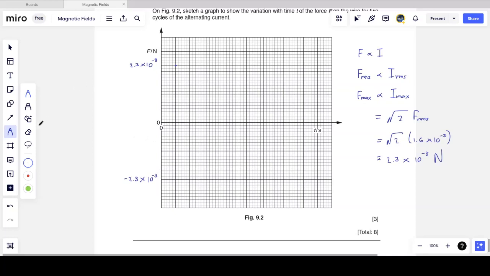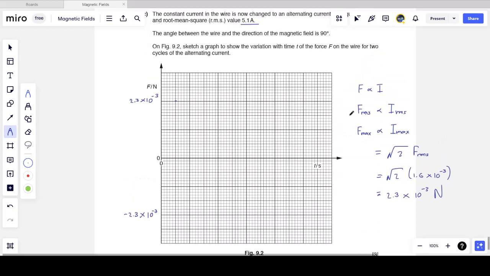The current is changing direction, and so too will the force. The force will change direction as well on the wire. It'll push in one direction and then push in the other. However, I know that a current is varying sinusoidally, so force is going to vary sinusoidally. But I don't know the period and the frequency of the sinusoidal variation. Well, actually, I do know the frequency, but I don't know the period.